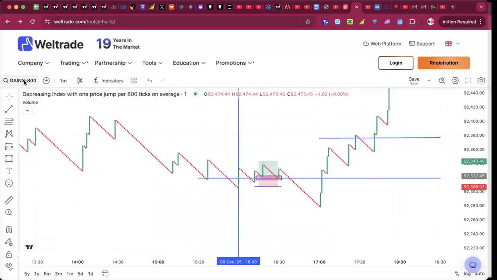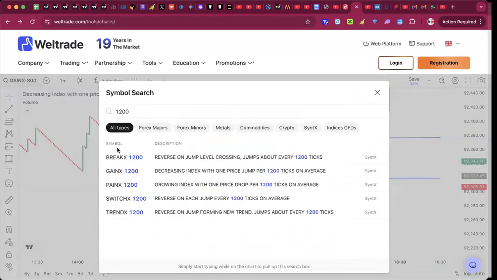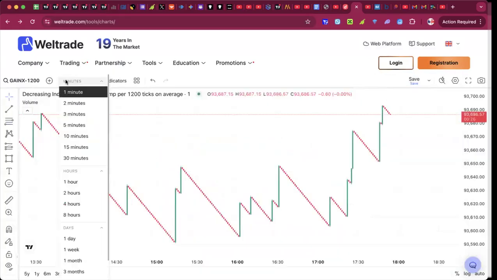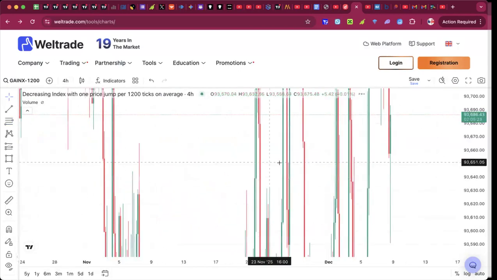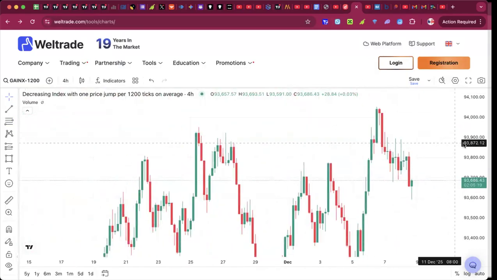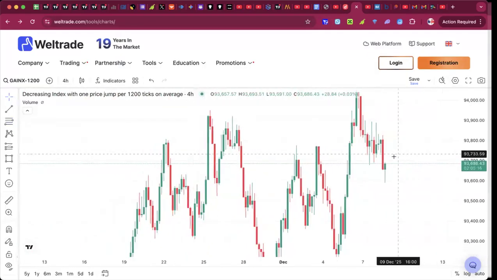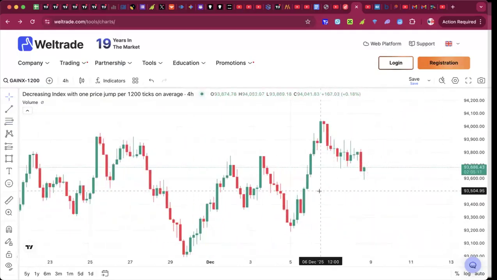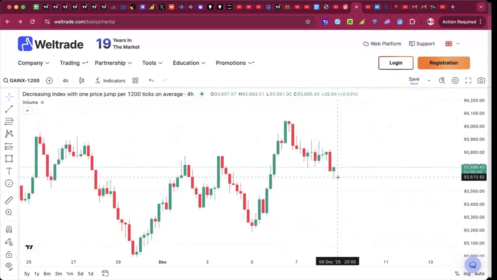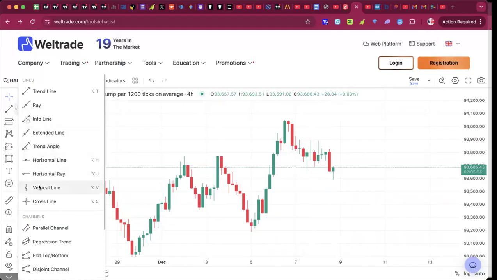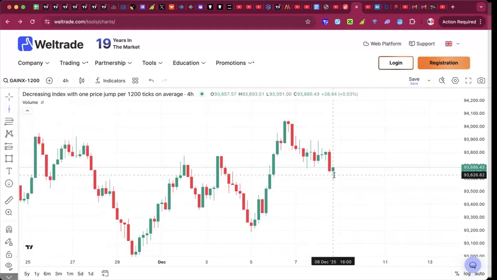Then let's take another one, maybe 1,002 gains. Then you can, so let's try pains. Okay, now let's go to pains. So we're going to 4 hours, right? All right, so this is gains. So the recent candle close and the new one open is this. So I'm going to take my vertical line and go to this.